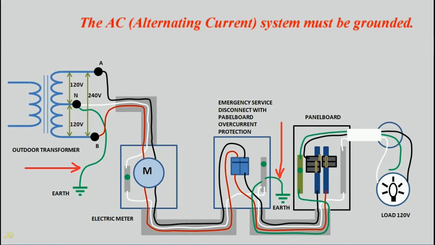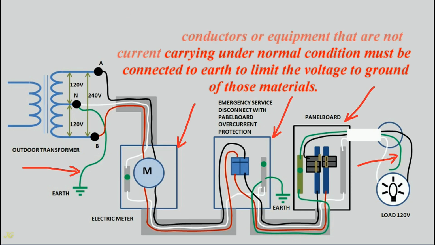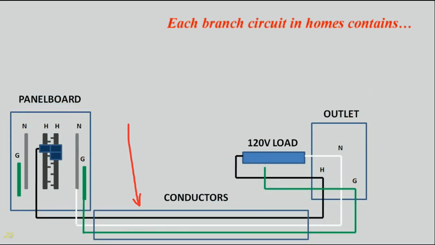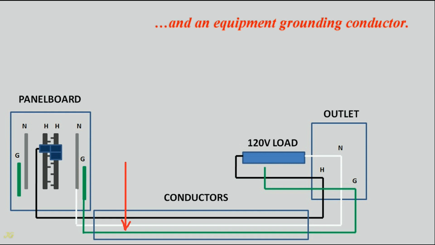The AC, alternating current, system must be grounded. All electrically conductive materials containing electrical conductors or equipment that are not current carrying under normal conditions must be connected to earth to limit the voltage to ground of those materials. Each branch circuit in homes contains 2 current carrying conductors and an equipment grounding conductor.